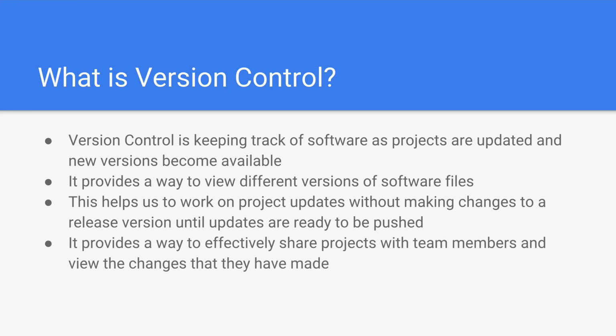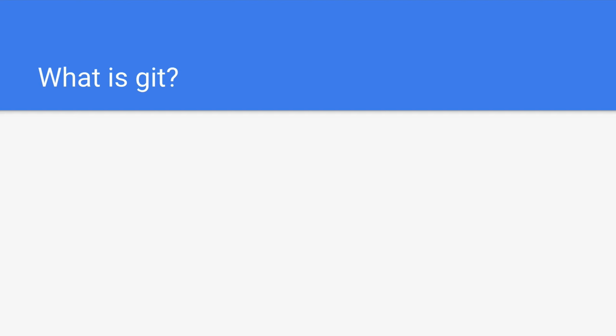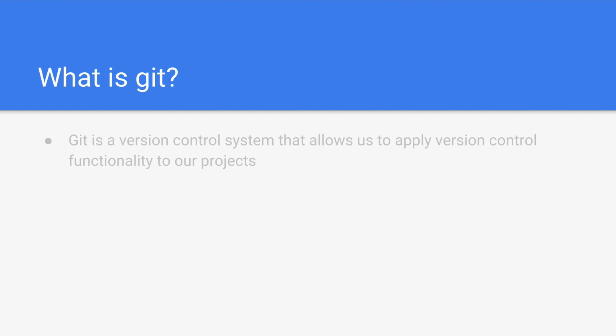In conjunction with GitHub, version control also provides a way to effectively share projects with team members and also view the changes that they have made. There are also ways to approve or disapprove of changes as well, and it's just a nice way to collaboratively work on projects. So what is Git specifically then?